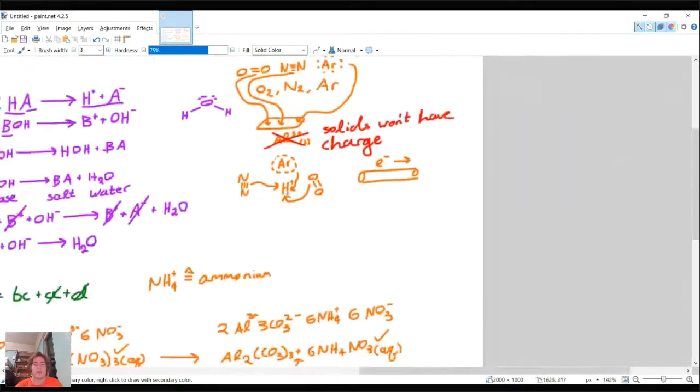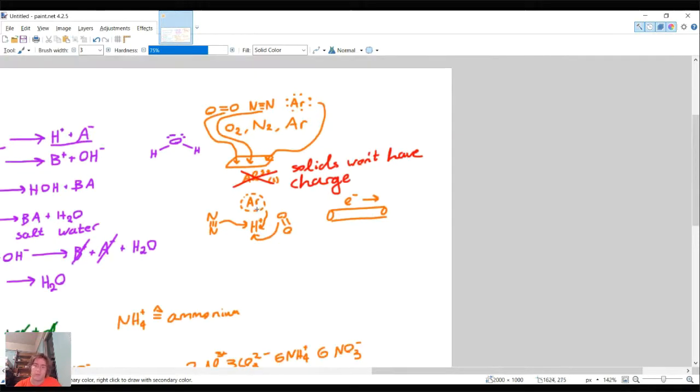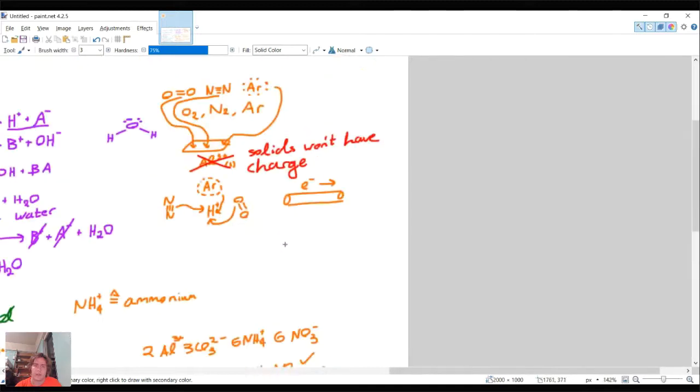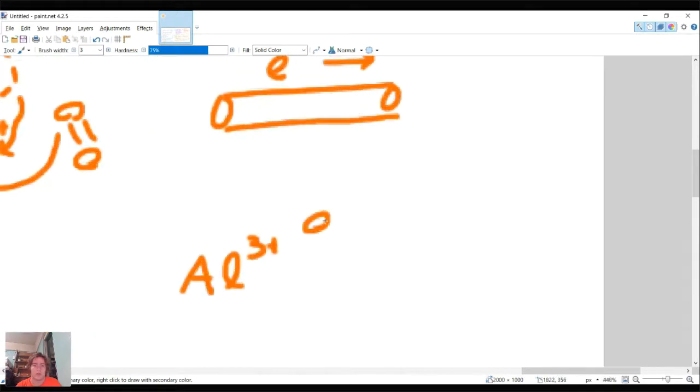But when we think about it, the next question is, well, why does it happen if it's in water? And the reason why is water is polar. And we'll talk a little more about that. So if we think of, again, Al3+ and water.